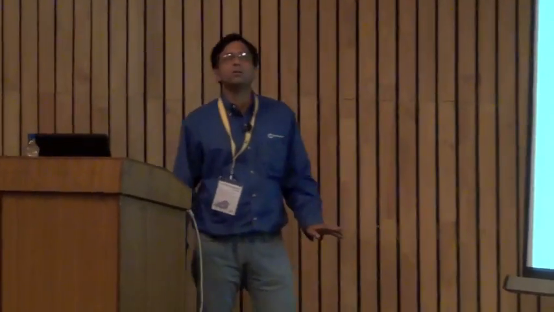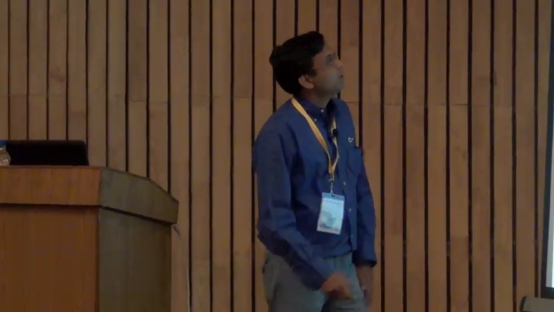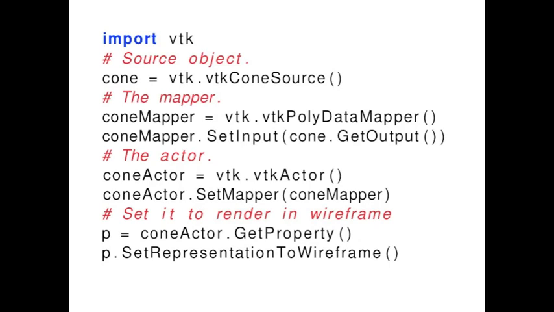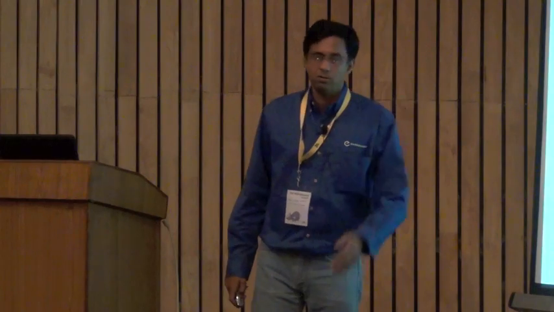And here's a typical Python script. This is how it looks. You basically import VTK, create a source, set up your mapper, set up your actor, set the properties of that actor, hook it up in that pipeline, and off you go. So that's a very simplistic description, obviously, just a cone.